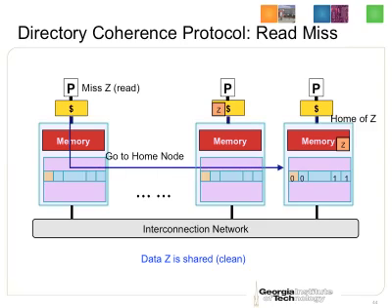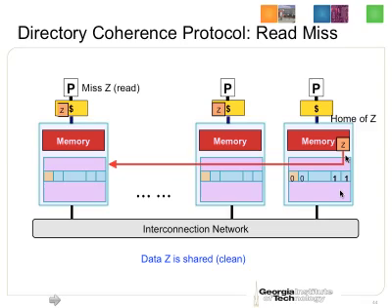So in that case, this processor will go to the home node, where it finds that this data z is in shared state and two processors have the copy. And as a home node, the processor will supply the data from its own memory. So it will be updated to the cache of the requester. And then the directory will be updated.